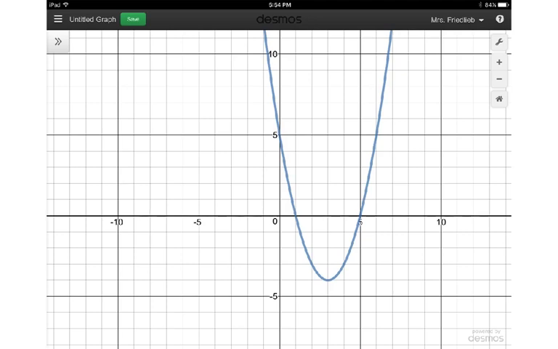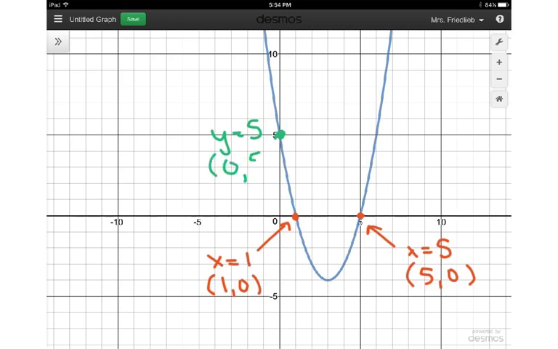Let's look at this quadratic. The x-intercepts, there are 2 of them. The graph hits the x-axis here and here. This is at x equals 1, and this is at x equals 5. Or you can tell me they are at 1, 0 and 5, 0. The y-intercept, this is where the graph hits the y-axis, and that's at y equals 5. Or you can tell me that it's at 0, 5.